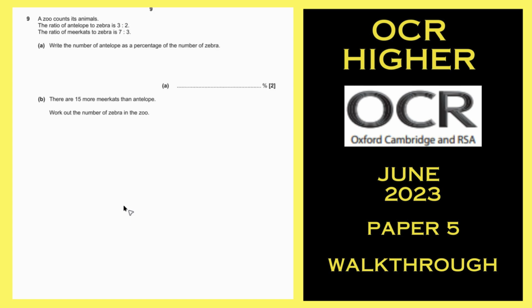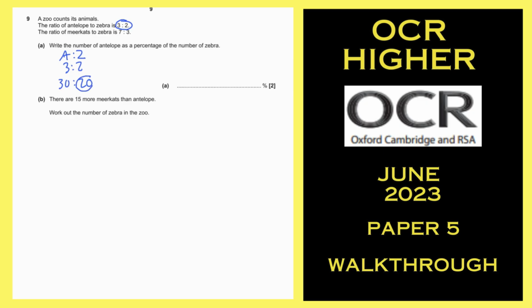So number 9, I'm not really a fan of part A. It's a little bit on the tricky side. It's non-standard. Usually they ask you to take a ratio, maybe transfer it into a fraction. But this one's drilling down on the relationship between the 3 and the 2. We've got antelopes and zebras, 3 to 2, which could be 30 to 20, but it's asking you for the number of antelope as a percentage of the number of zebra.